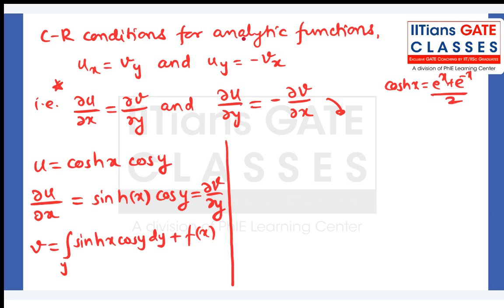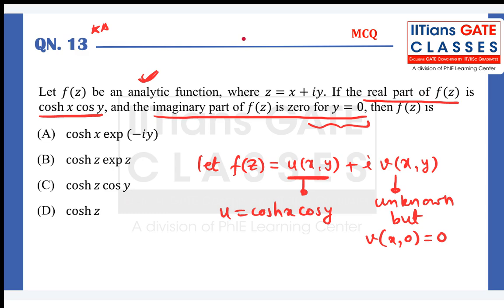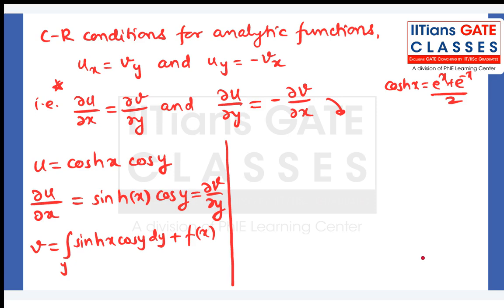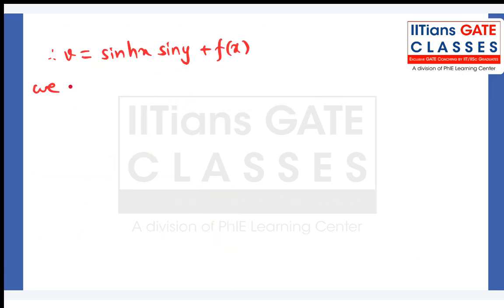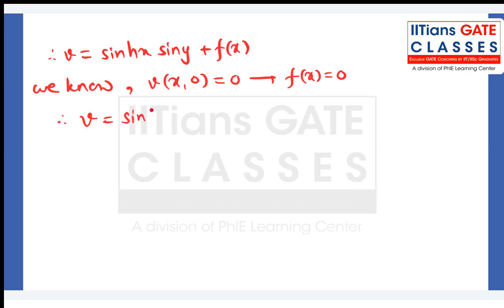Now to find this unknown function of x, in this question it is easier because they have given you this condition: if you put y equal to 0, you should get v of x comma y, the imaginary part of your f of z, as 0. So v of x comma 0 is 0. That means you put y equal to 0 in the v expression. Sin 0 is 0, so that gives you f of x as 0. Therefore the form of the function v is nothing but sin hx into sin y.